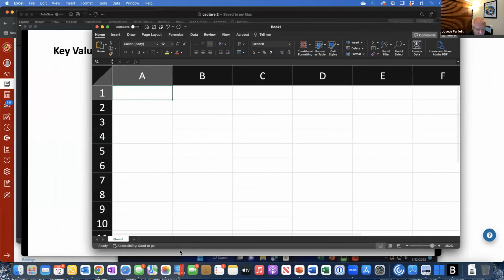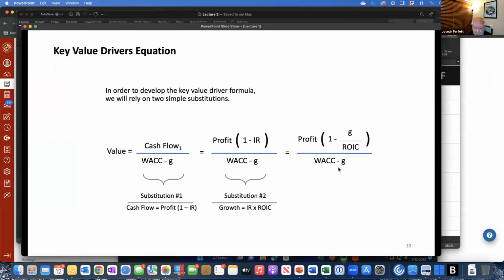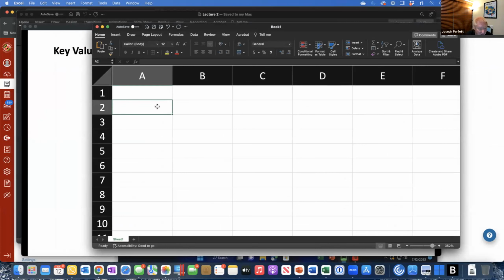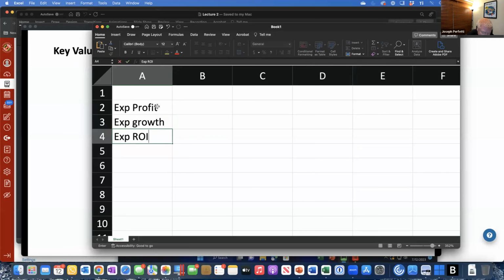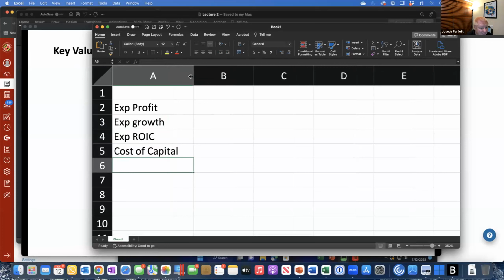If you see this formula right here, that's the formula to value things. It's got 4 parts to it: expected profit, because I care about your future profit, not your historical profit; your expected growth rate; your expected ROIC in the future; and your cost of capital, the WACC. Those are the 4 parts of the formula using friendly terms.